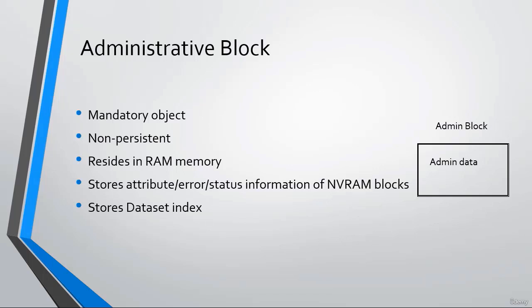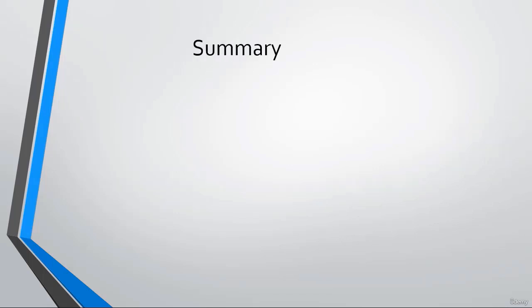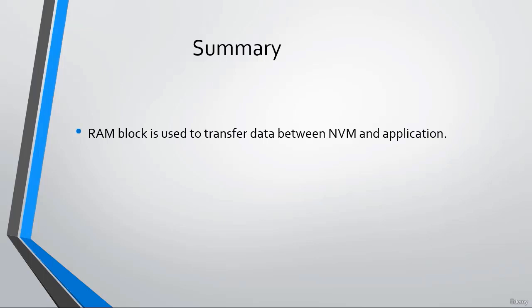Now we can move to a summary. We have just discussed all kinds of blocks that are part of NVRAM. Let's start with the first one, the RAM block. The RAM block is used to transfer data between NVM and our application. It's something that exists at running time. So it's basically used to transfer the data between NVM and the application. NVM stands for non-volatile memory. Clear, right? Okay, fine.